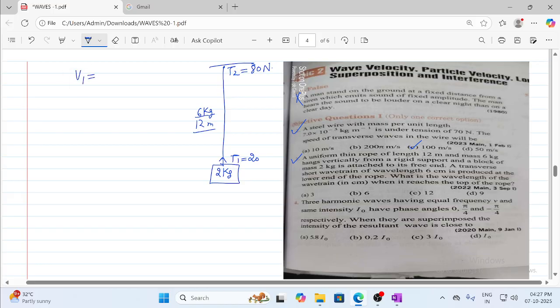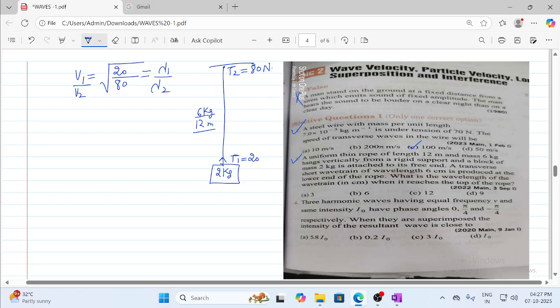So velocity here, if I take the proportion, if I take V1 by V2, it will become how much? V is proportional to root T, no? So 20 by 80. Got it? And this should be equal to how much? That is what I am trying to say.